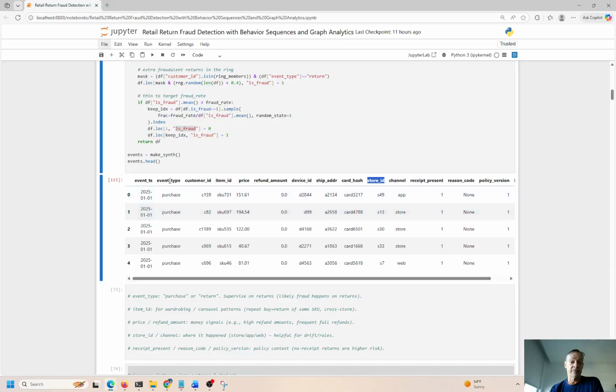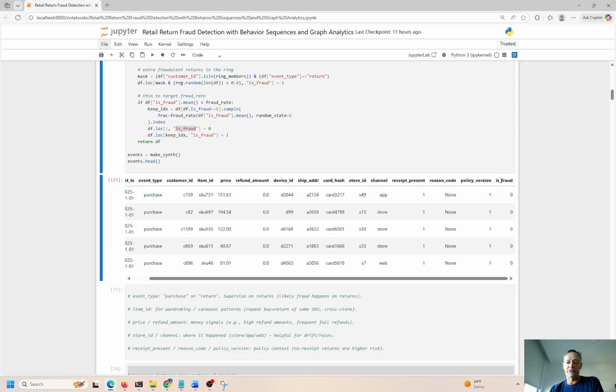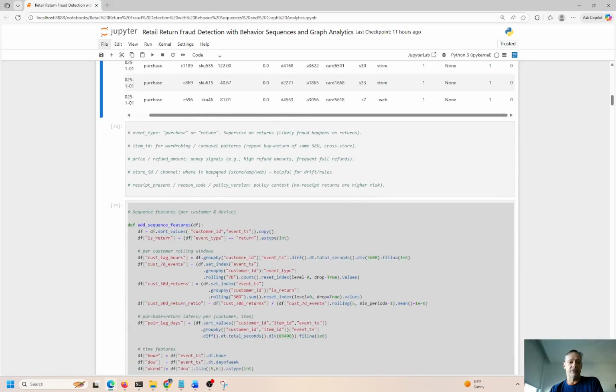What is more important is things like this: event type, address of the store, right? If there's some geographical location that's getting attacked by these fraudsters, we do want to know about that. The channel would be important. Is the receipt present or not? And is fraud. That's the most important thing that we're trying to test for here, right?